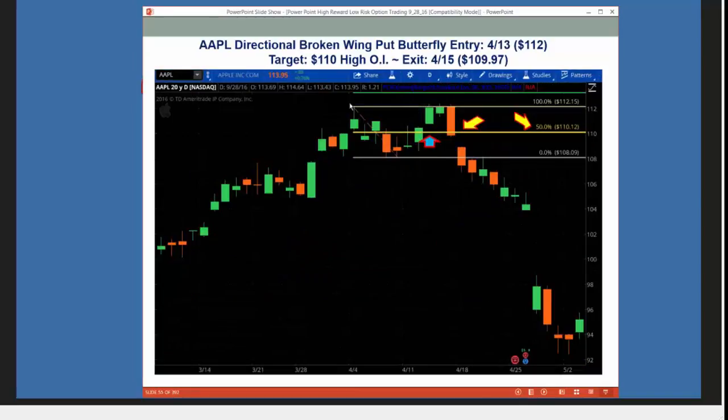So here are the fib levels, high to low. It gave you an upside target right up here at 112, and then it gave you the 50% retracement right here at 110. So 50% retracement, a lot of open interest there at 110, great setup for a broken wing butterfly in case it was going straight up. By doing it as a skip strike broken wing, you can make it a lot cheaper on your cost.